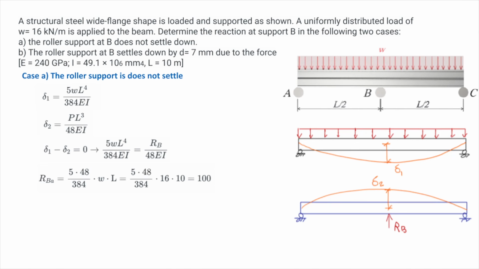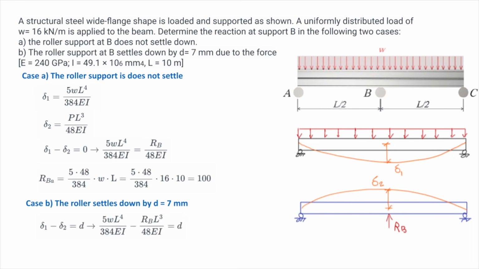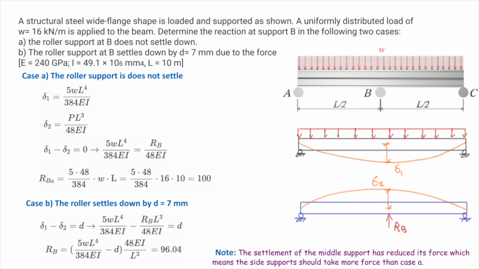For the second part, it is a bit more tricky, because in that case, the support at the middle has settled down. So the only thing that changes for this case versus case number 1 is the compatibility of deformation. Now, instead of having delta 1 minus delta 2 equal to 0, we have delta 1 minus delta 2 equal to the settlement of the support at that point. That's the only difference. All the equations are going to be the same. So that is going to change the magnitude of the reaction force at that point.